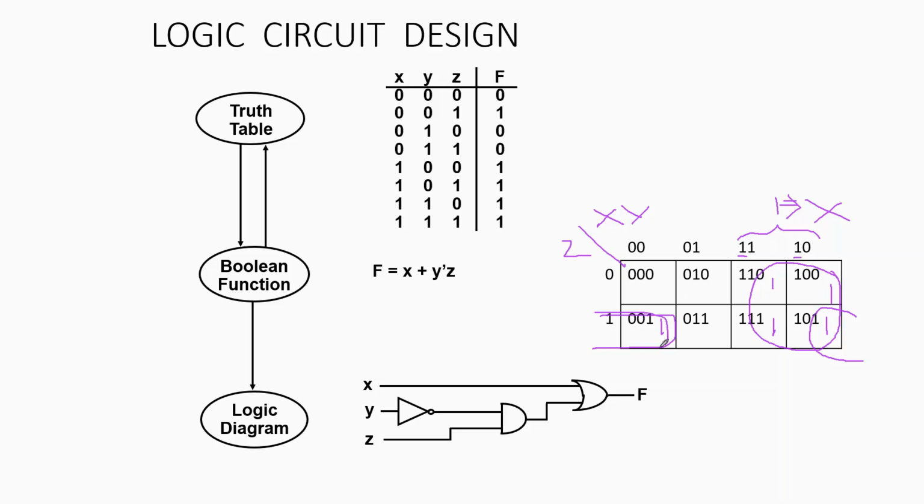And in the other case, like second pair is this and this. Here what is the common element? 1, 0 is common. 1, 0 and 0, 0. What is common here? 0 is common. So 0 signifies y bar. So it is y bar, and within this row z is common. So y bar z. That's why it is called x plus y bar z.